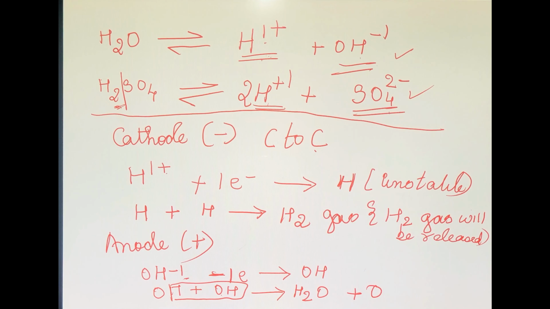Now what is the problem again here? O is highly unstable. So it will immediately combine with another O and it will give me O2. Am I clear, children? So which gas will be released at the anode? Please remember, oxygen gas will be released at the anode. Clear, children? Okay. So I am telling you the equation once again.